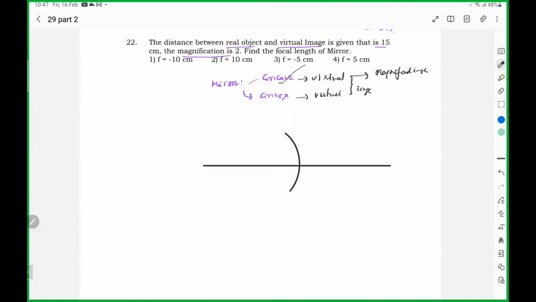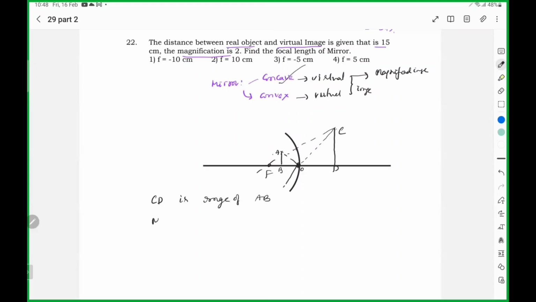Here is the principal axis. An object is placed between O and F, pole and focus. Then you have this ray, if you extend it, you will have a virtual image. CD is the image of AB.